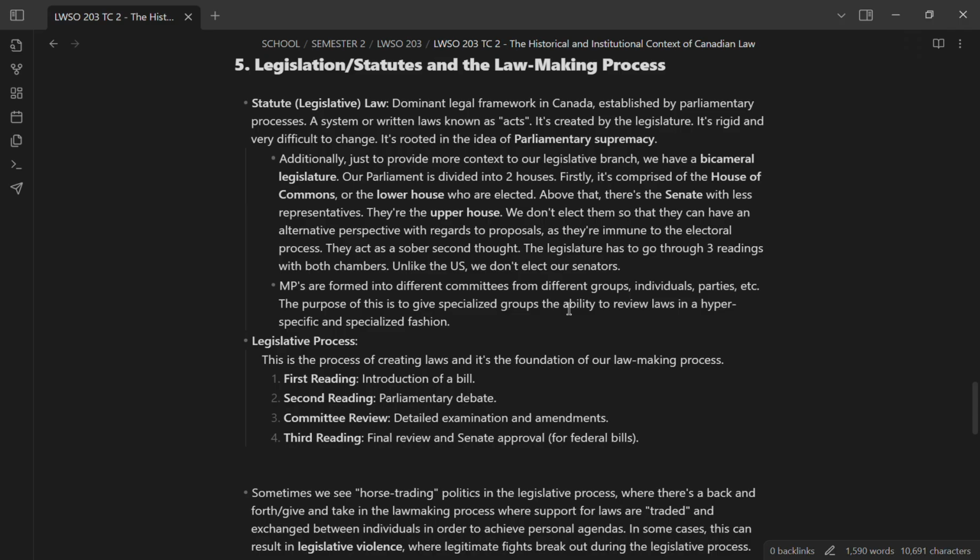And finally, just one more note on the legislation process. Members of Parliament are formed into different committees and different groups, formed through individuals and parties, whatever it may be. You're sectioned off for the purpose of giving specific groups specialized ability and specialized role in reviewing laws in a hyper-specific and specialized fashion.